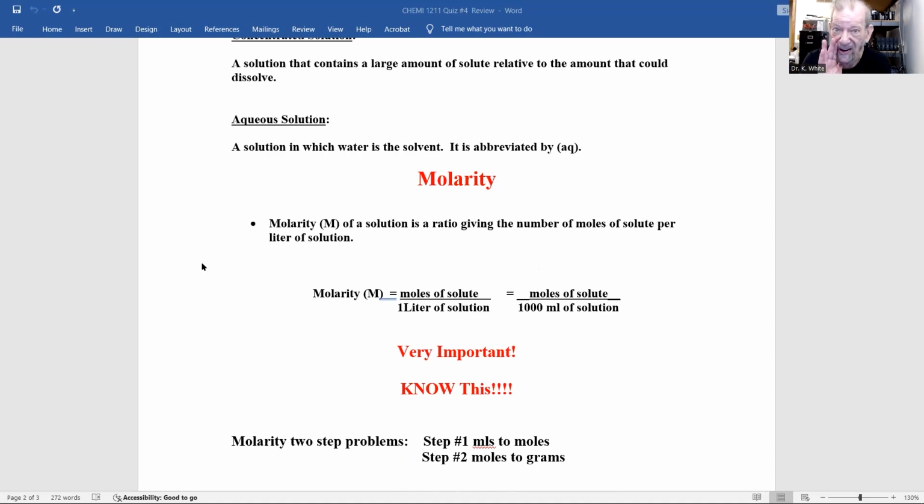And if I write something in red, it's important. It even says on here, very important. Know this. And the molarity, which is abbreviated by bracket capital M close bracket of the solution, is the ratio giving the number of moles of solute per liter of solution. So molarity equals moles of solute per 1 liter of solution. Now, 1 liter equals 1,000 milliliters, so molarity also equals moles of solute per 1,000 milliliters.